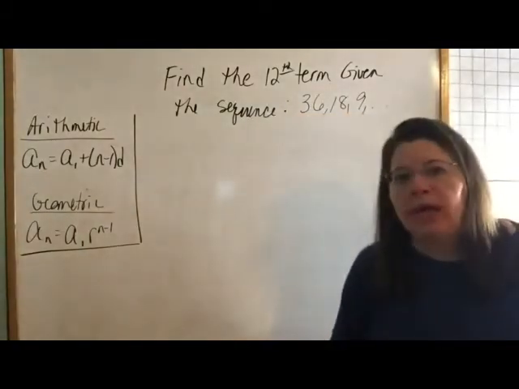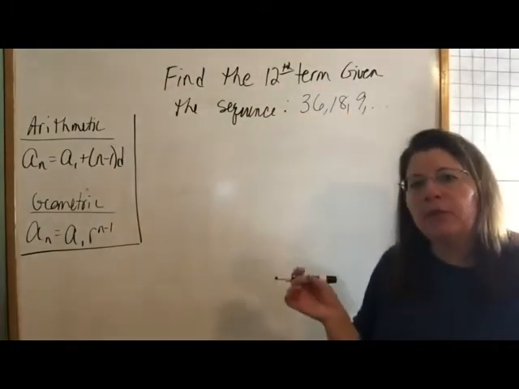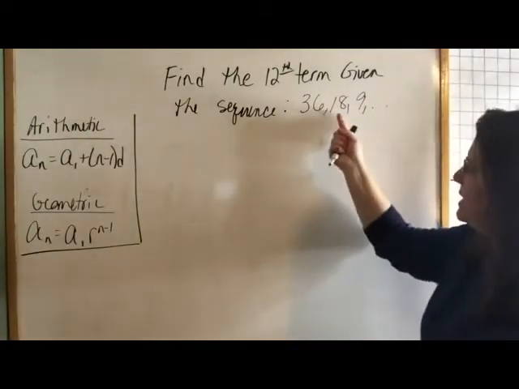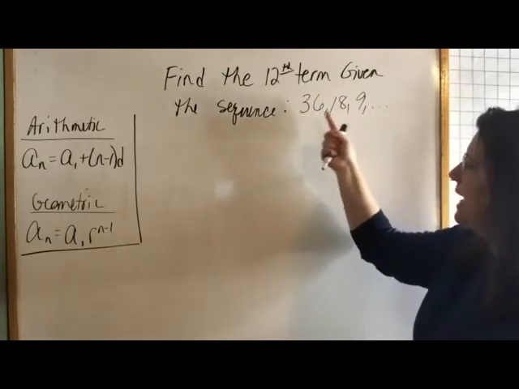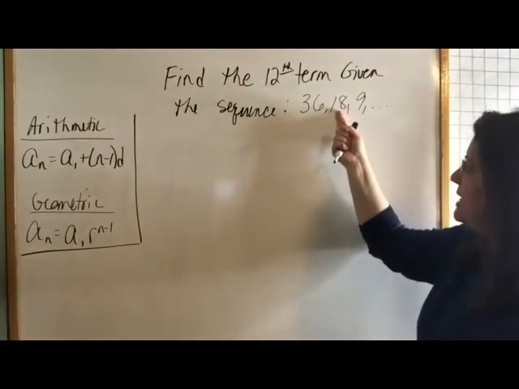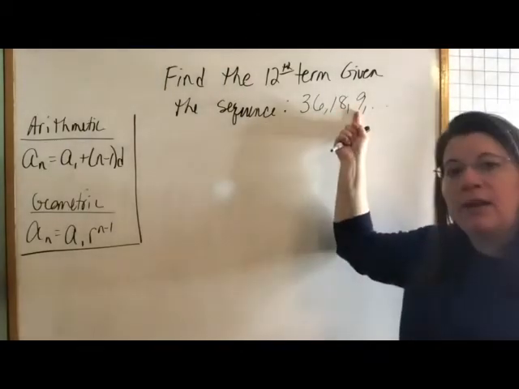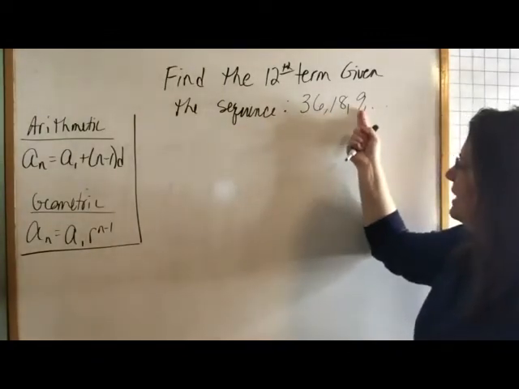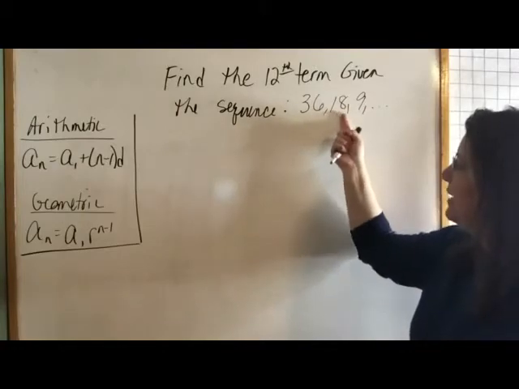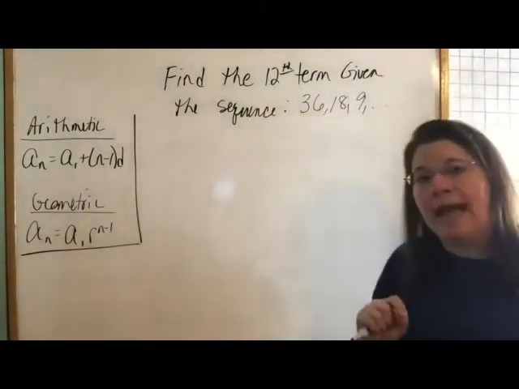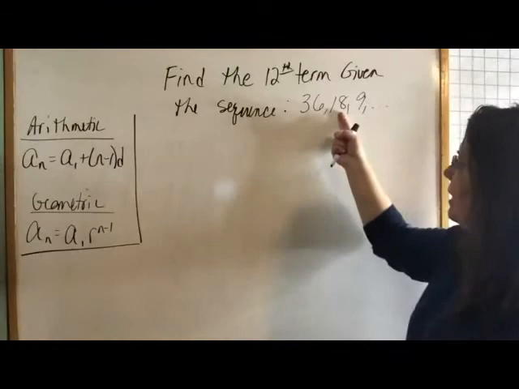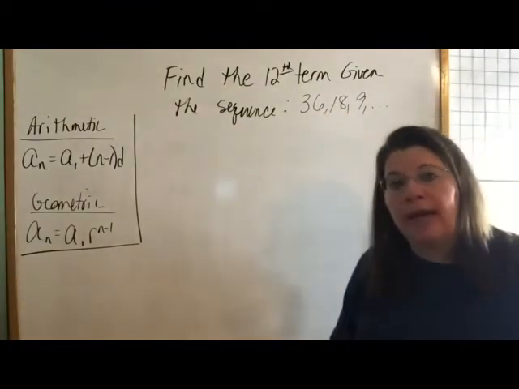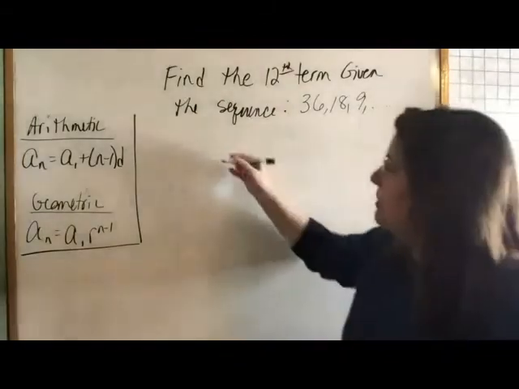So first, we have to determine if this sequence is arithmetic or geometric. So if we look at it, to go from 36 to 18, if it's arithmetic, we're subtracting 18. If we subtract 18 from 18, we would get 0, so we know it's not arithmetic. 36, 18, 9, let's see, if we take 18 and divide it by 36, we have 1/2. If we take 18 and multiply it by 1/2, we would get 9. So our common ratio here is 1/2. We know that this one is a geometric sequence.